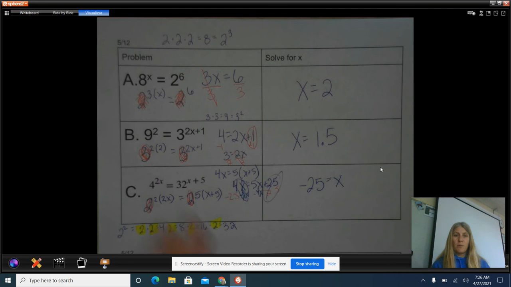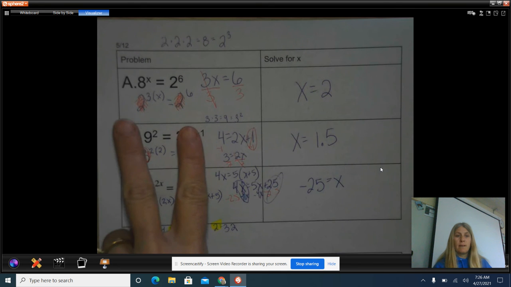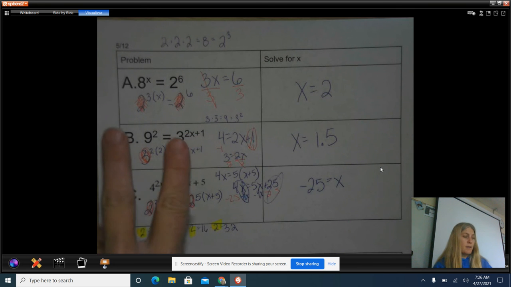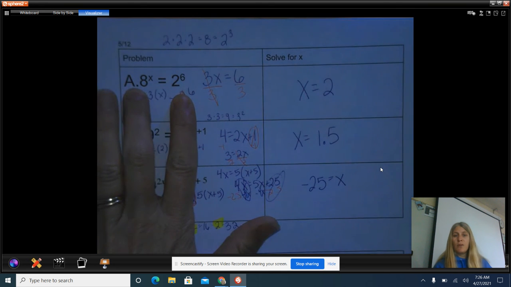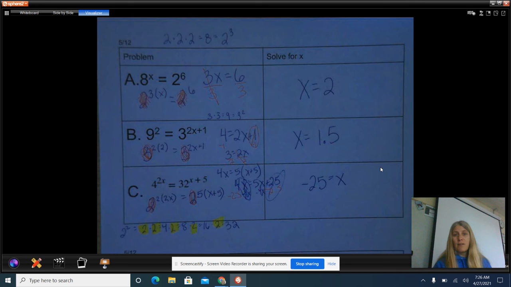So to recap, as we're solving these types of problems where we have variables as exponents, your goal is to make the bases the same. Once the bases are the same, you can ignore those and simply set the powers equal to each other and then solve for x.